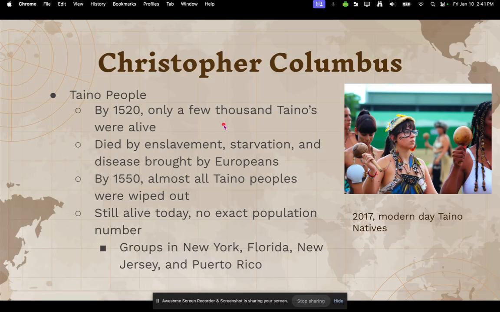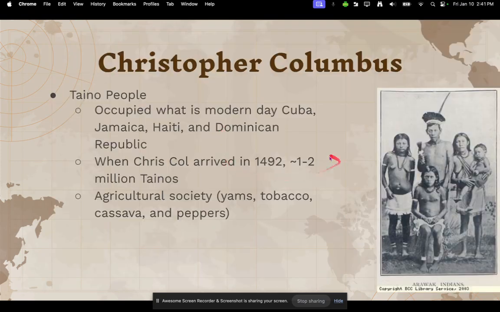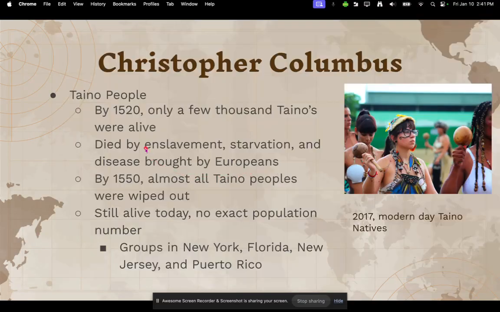With the Taino people, by 1520, only a few thousand Taino people were still alive. Remember, 2 slides ago, I said there were 1 to 2 million in 1492. By 1520, there were only a few thousand. Wow. That's not even 30 years. What is that?